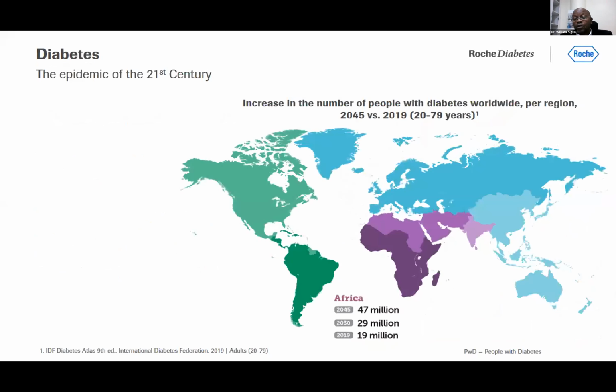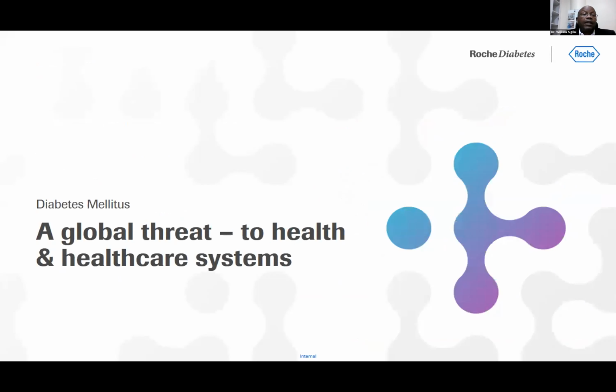So we are all aware of the fact that diabetes is a global threat. It is a threat to health and to healthcare systems. It is a much, much greater healthcare threat even than COVID. It's been with us for centuries, and we have made no great progress in halting its march.